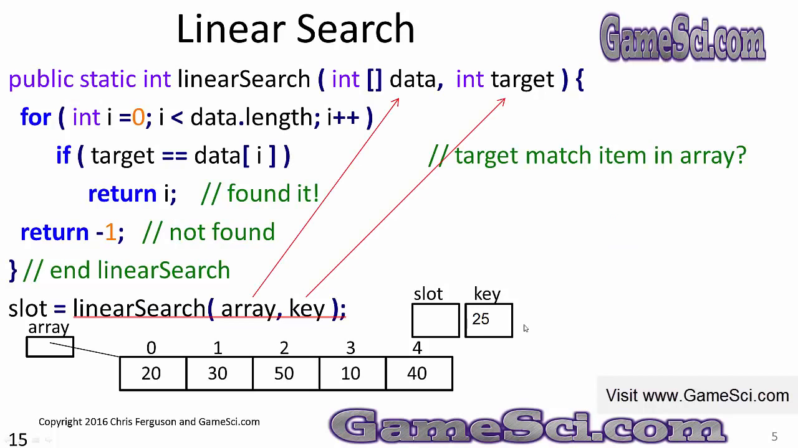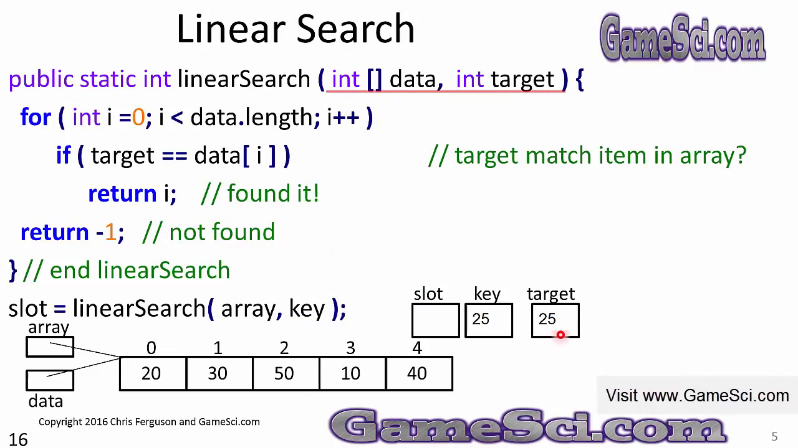Pass the parameters. Array gets assigned to the variable data. Key gets assigned to the parameter target. Target will contain a 25 because that's what was in key. And data will point to the same array here. Search array for the target. Same loop. Get used to this loop. This is sort of the standard loop for searching an array or going through every slot of the array. Start at 0, go strictly less than the length of the array, and do an i++ at the end to make sure that you cover them one by one.